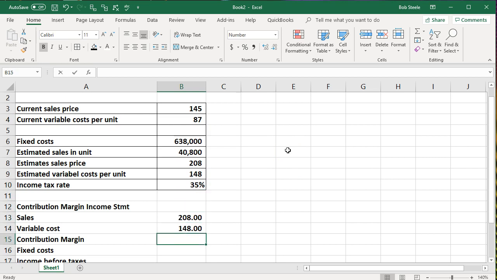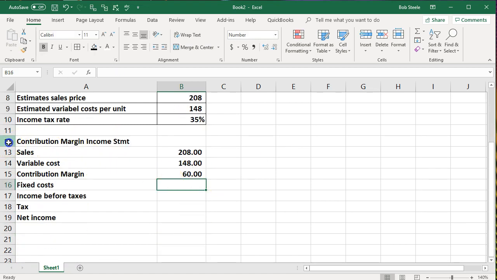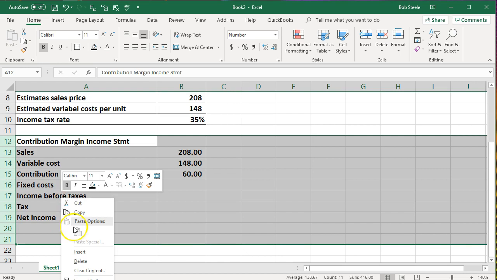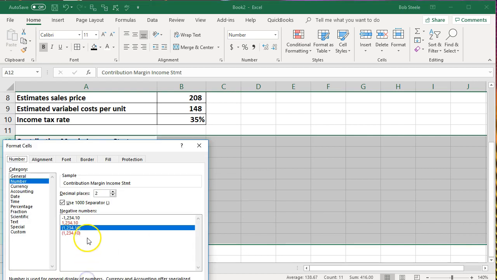The contribution margin then per unit is the sales minus the variable costs. Now I'm going to highlight all of these items. I'm going to right click on them. I'm highlighting this whole row.